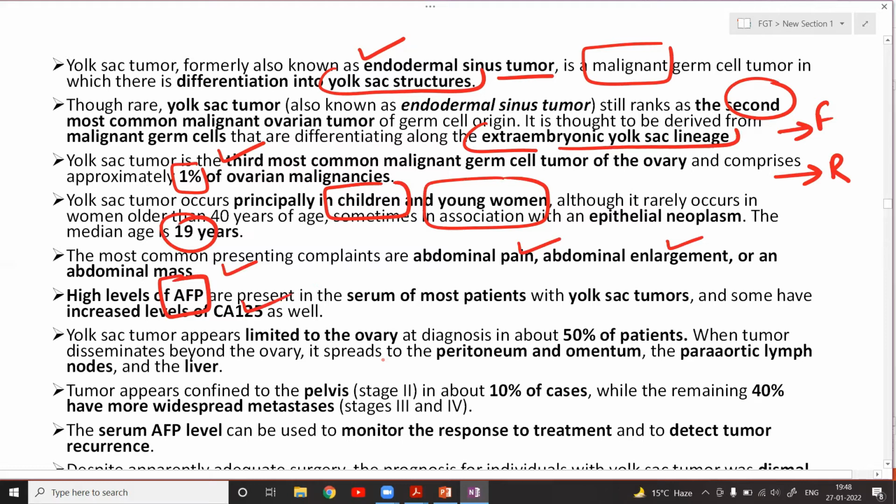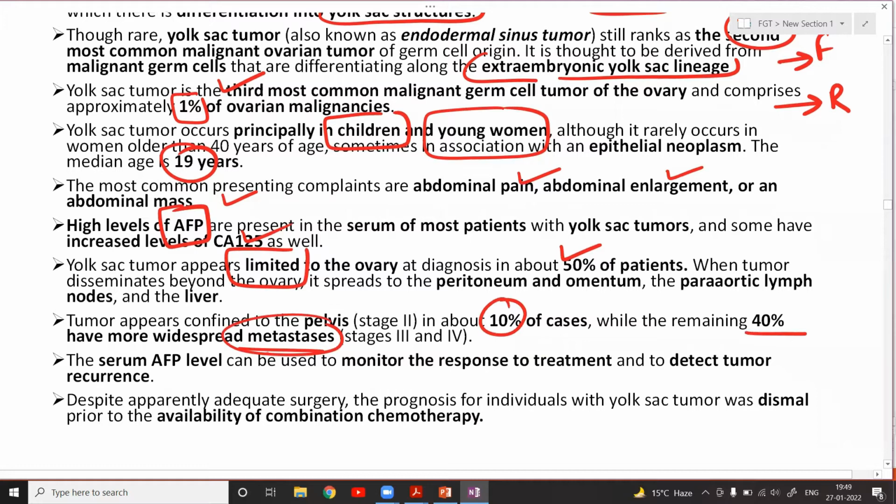Now, yolk sac tumors have a worse prognosis when we compare them with dysgerminoma. Yolk sac tumors are limited to the ovary at the time of diagnosis in only about 50% of the patients, whereas in dysgerminoma, in more than 90% of patients it was limited to the ovary. So again, the prognosis becomes a little bit bad. Tumors confined to the pelvis are seen in 10% of cases, whereas the remaining 40% have widespread metastasis. So a large group of patients presents with metastasis in yolk sac tumor.